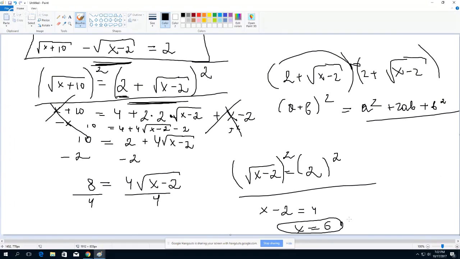Cool. All right. It's just that the square root always gets a little bit intimidating. You shouldn't be intimidated by it. Yeah, it's just not that hard.